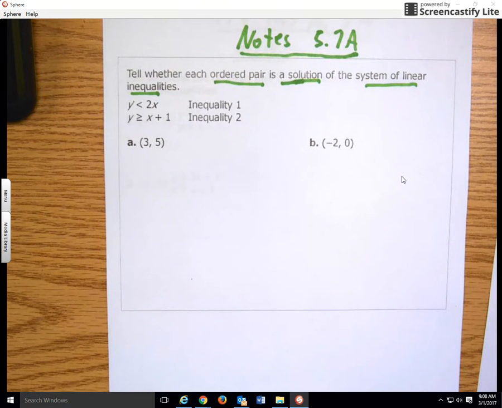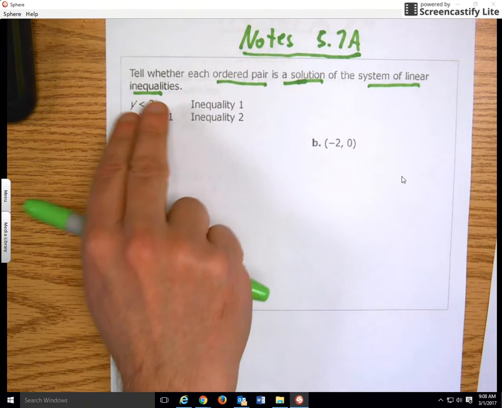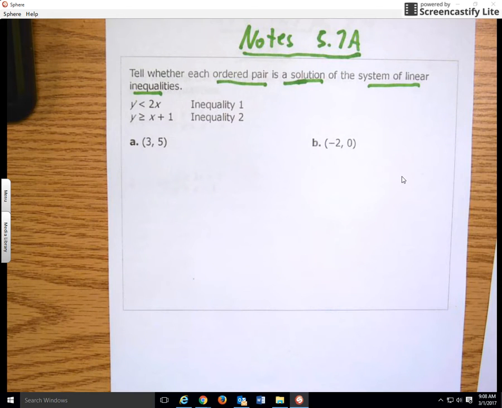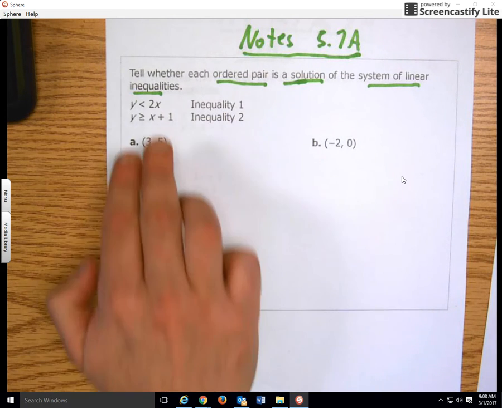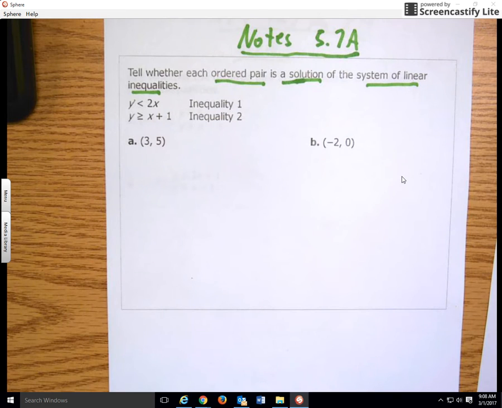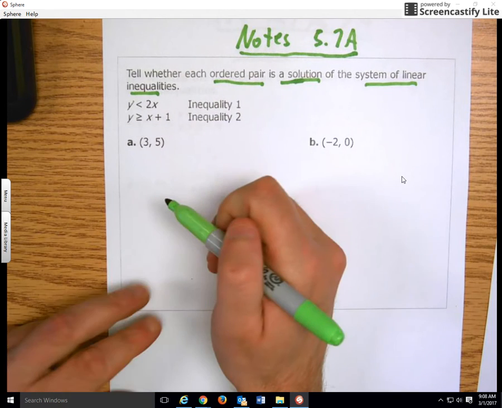Now, a solution of the system of linear inequalities in two variables is an ordered pair that is a solution of each inequality in the system. In other words, this has to be true for both, okay? Notice that I only have two this time, but in theory, I could have two or more. I could have multiple inequalities there. Okay, let's go ahead and give this a shot.